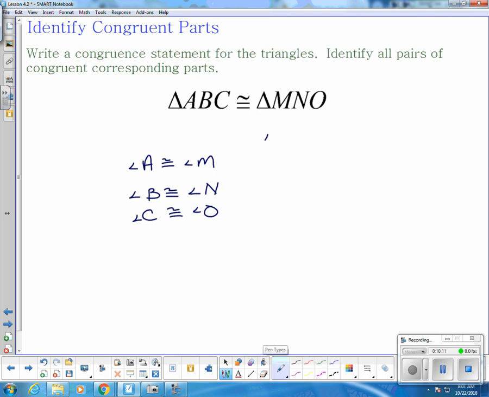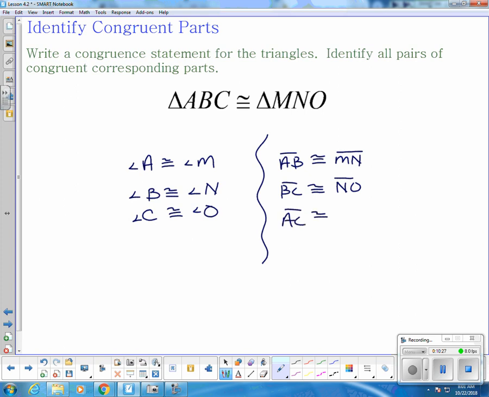Now, sides. AB is congruent, Zach, to MN. Very good. BC, Mandy, is congruent to... Good. And last, AC. Okay, everyone good? We can do that. Very good.